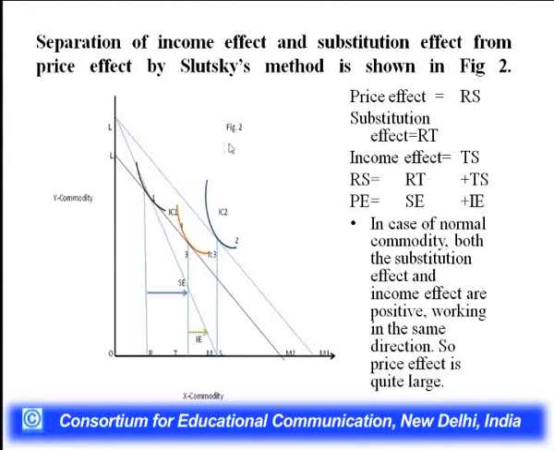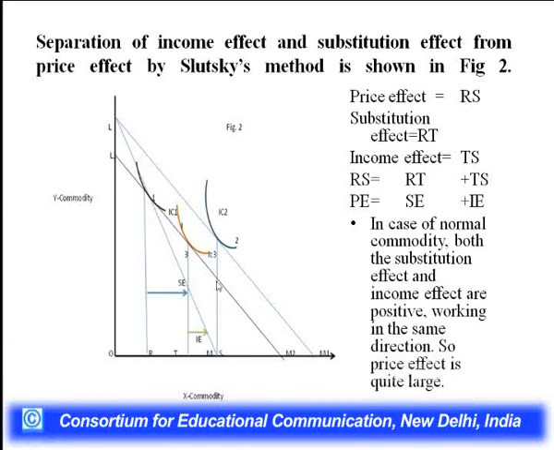It is shown in figure 2. Now look here, X commodity is shown on X axis and Y commodity is shown on Y axis. LM is the first price line and consumer is on IC1 and at equilibrium number 1 where he is buying OR of the commodity X. Due to fall in price of X, LM line shifts to LM1 and consumer reaches on IC2 and the equilibrium position is also at 2 where he is now buying OS of the commodity.